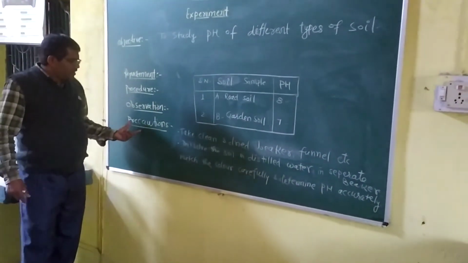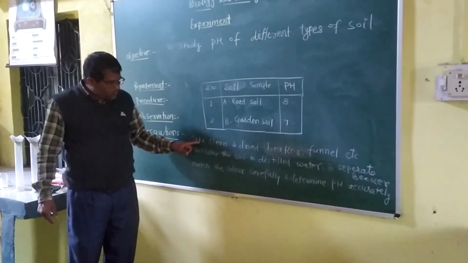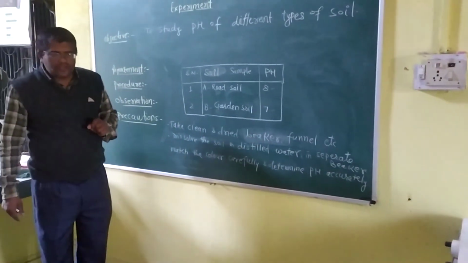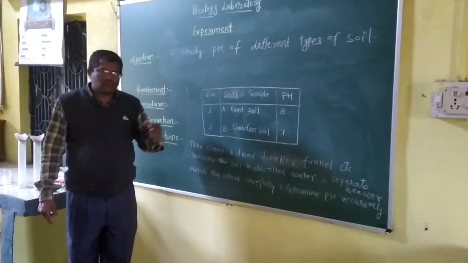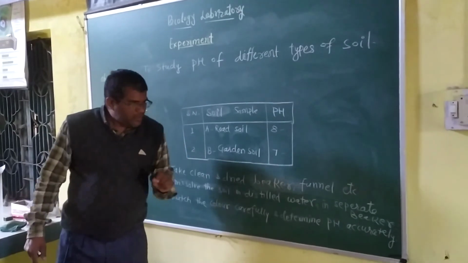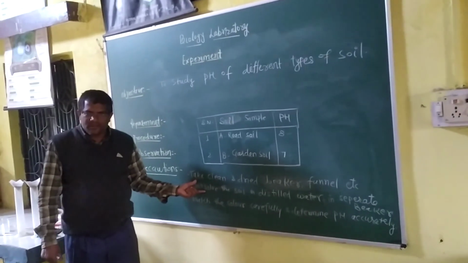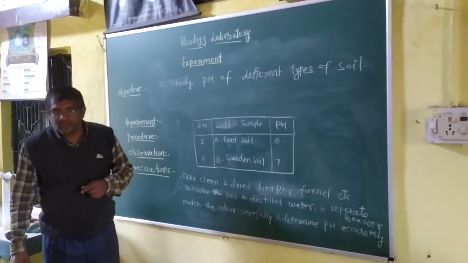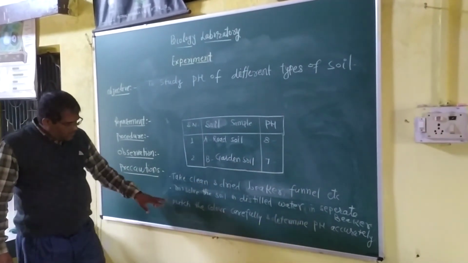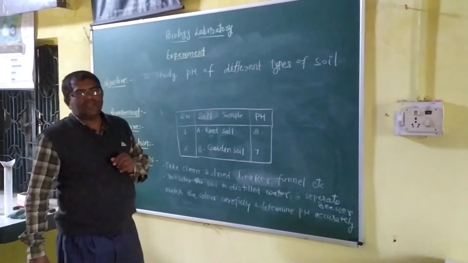After this observation, we come to the precautions, and the precautions for the experiment are to take clean and dried beaker, funnel, etc. So the material should be cleaned properly and it should be dried. Dissolve the soil in the distilled water in separate beakers. So road soil is dissolved in one beaker and garden soil is dissolved in another beaker. So thus the soil has to be dissolved in separate beakers. Match the color carefully and determine the pH accurately.